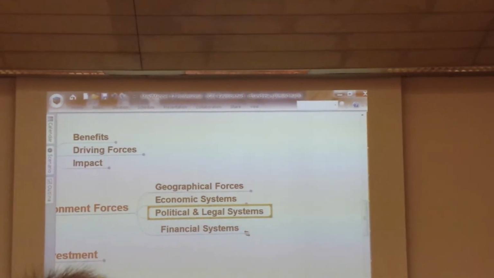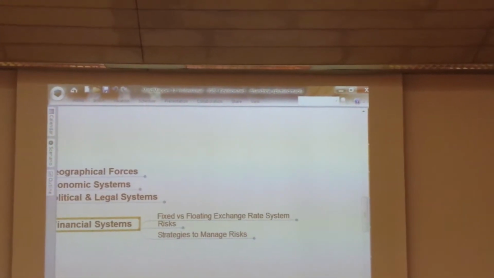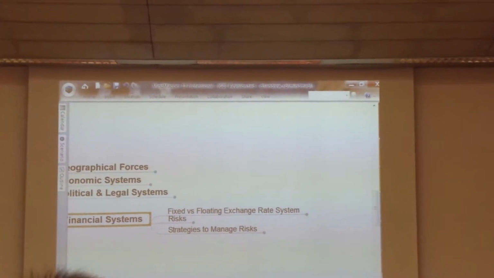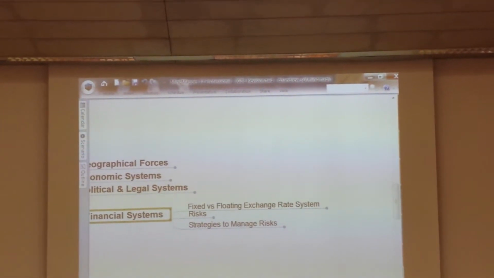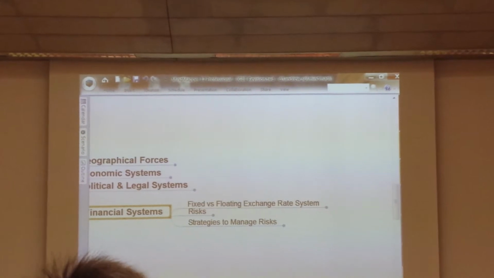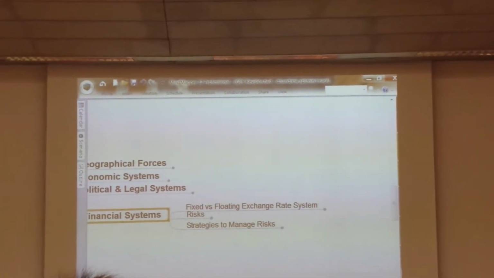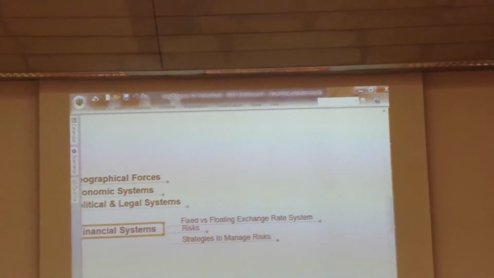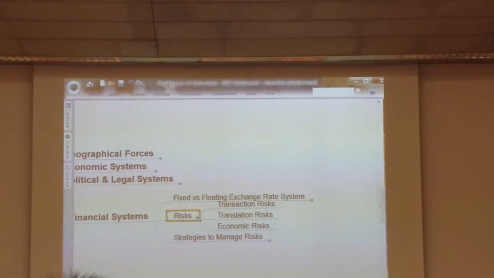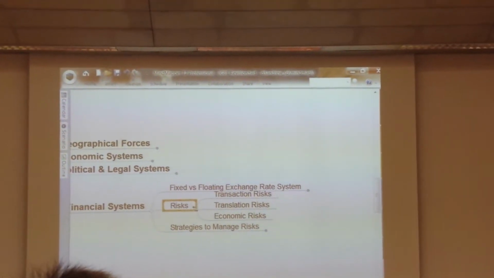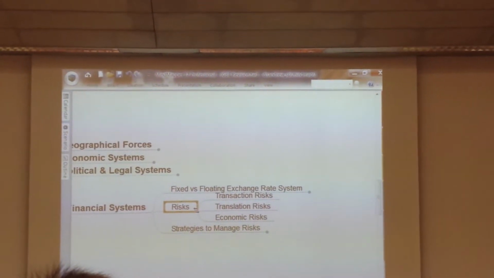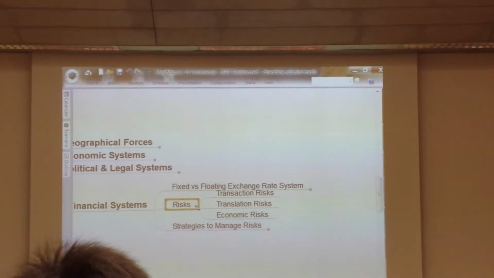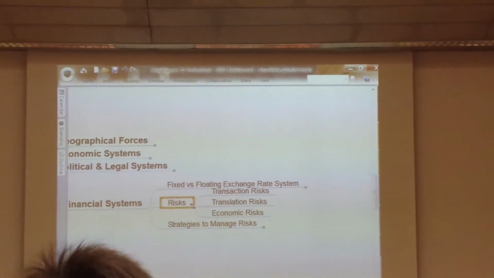Next bit is on financial systems. For those of you who skip your tutorial for this week and next week, better revise your tutorials, right? Because it covers on risk, financial risk, transaction risk especially. What are the different methods? Must know transaction risk, translation risk, economic risk. If you are not sure, ask your tutor. Make sure you are able to describe them.